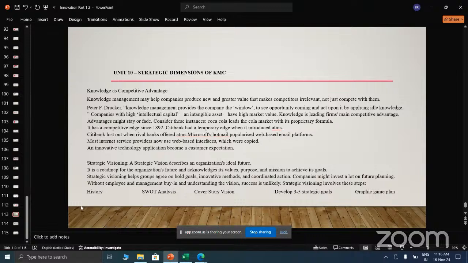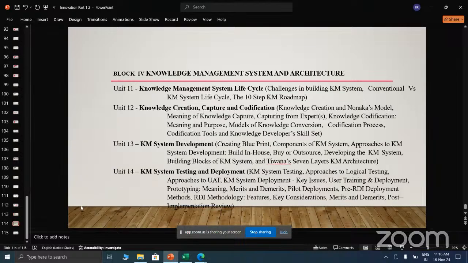History of it. Okay. Analyzing the SWOT analysis, that is strengths, weaknesses, opportunities, and threats analysis. Looking at the vision, developing 3 to 5 strategic goals, let's say methods, and developing a game plan. Okay. So that is something about block 3.